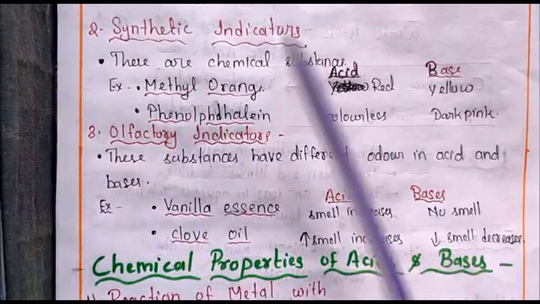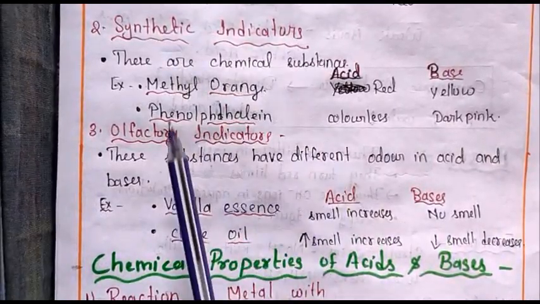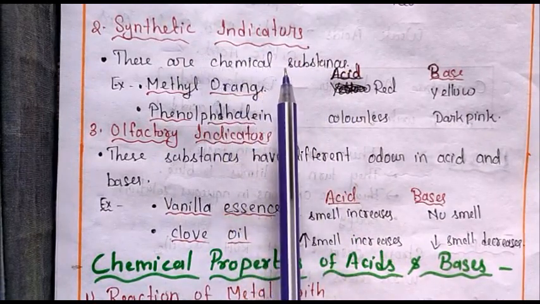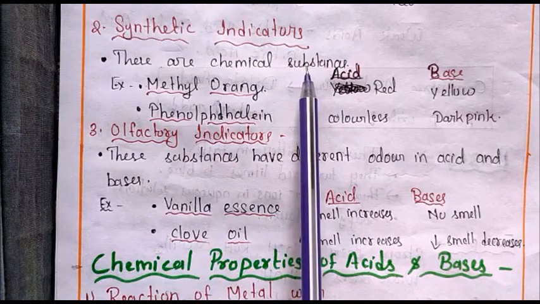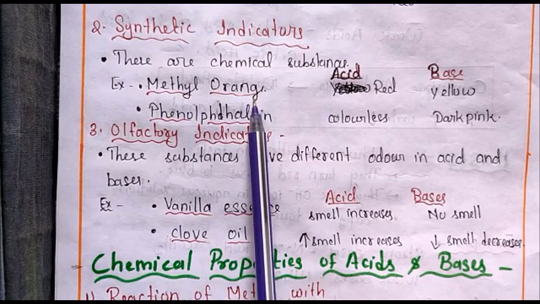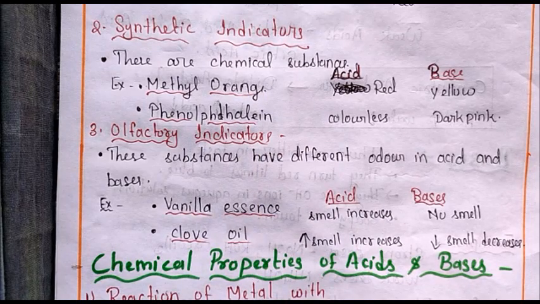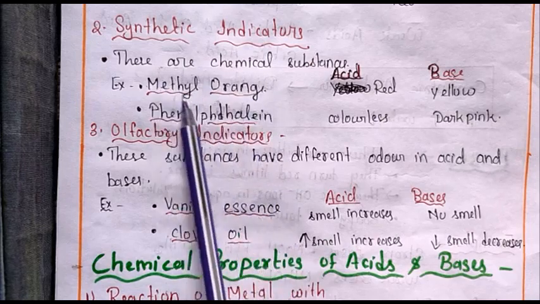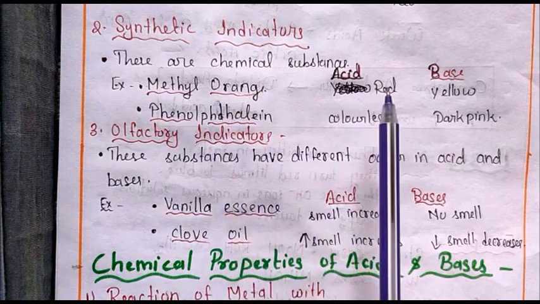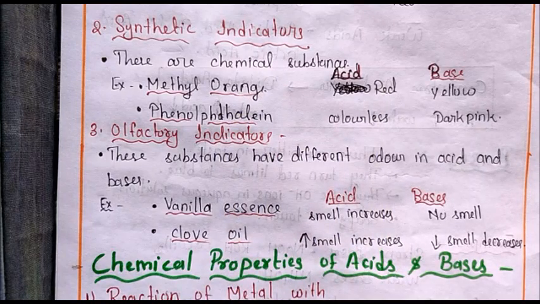The second one is synthetic indicators. These are chemical substances, not found in nature; they are prepared in a chemistry lab. First is methyl orange, which will be red in acid and yellow in base. Methyl orange is orange in color, and when added into acid, it will be red, and when added into base, it will be yellow.